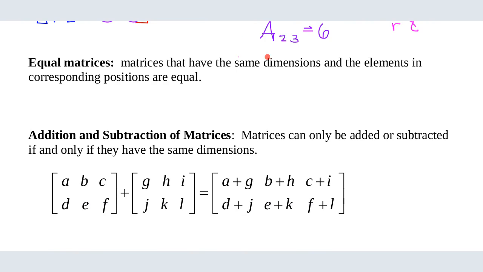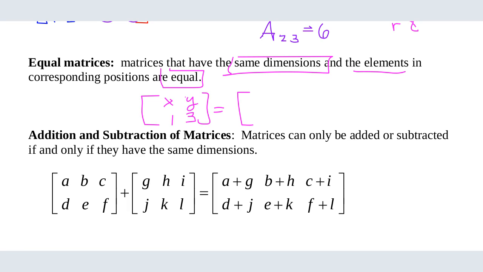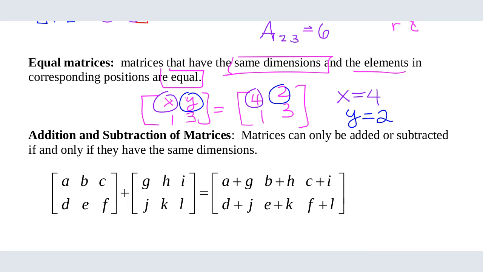Equal matrices: matrices with the same dimensions and elements are equal. So if we had a matrix that has x, y, and they say they're equal, then we're going to have x equals 4, y is 2. To continue the notion of equal matrices.